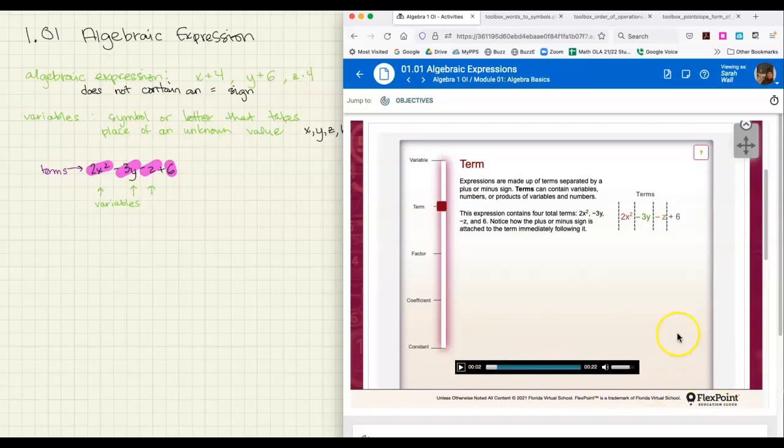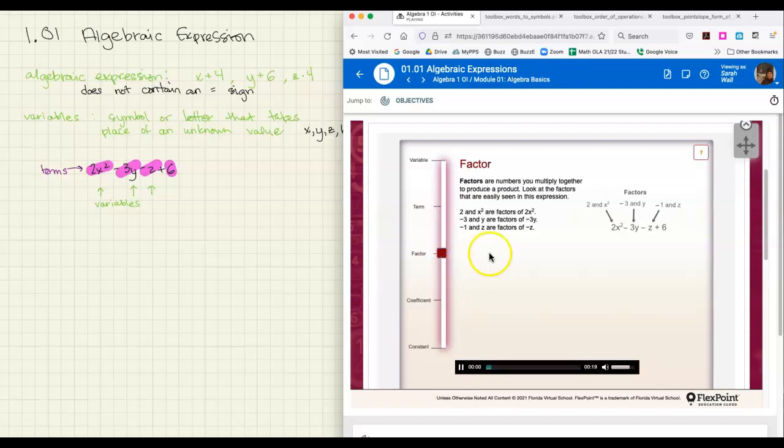All right. And then what do I have? Then I have factors. So factors create terms, okay? So I'm going to switch my colors.